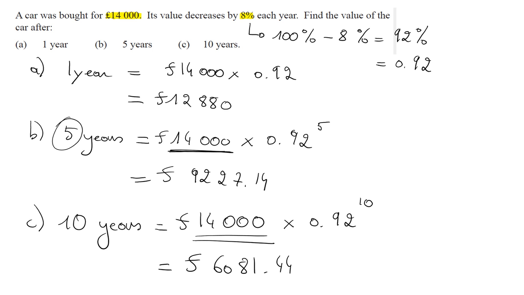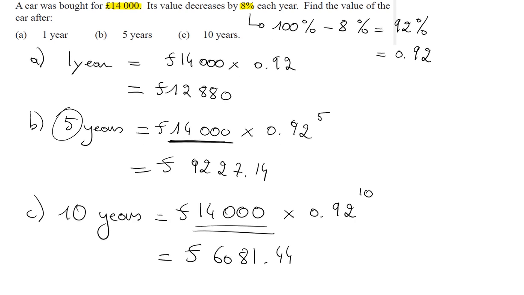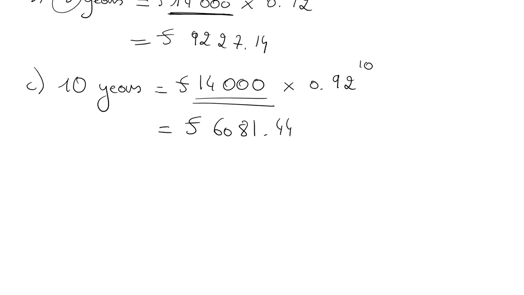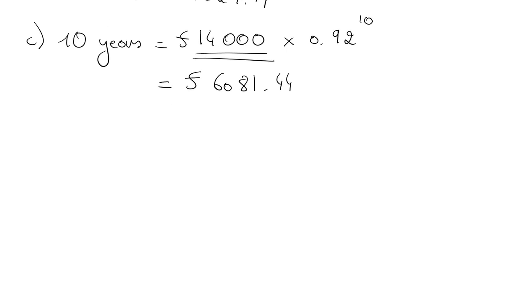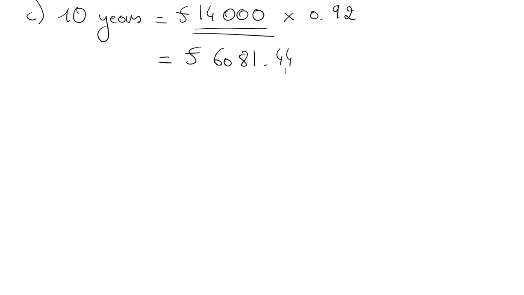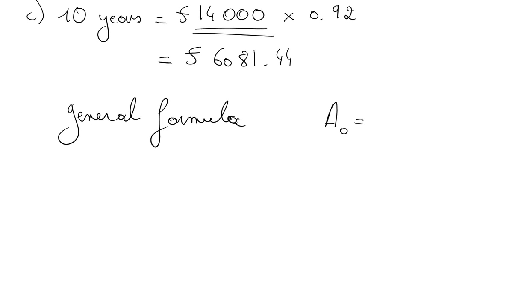So that's depreciation. In general, we actually have the same formula for both compound interest and for depreciation. So the general formula looks something like this. Because it's a general formula, I don't use numbers. You know that by now. I'm going to use letters. So a big A. A0 stands for the original value.